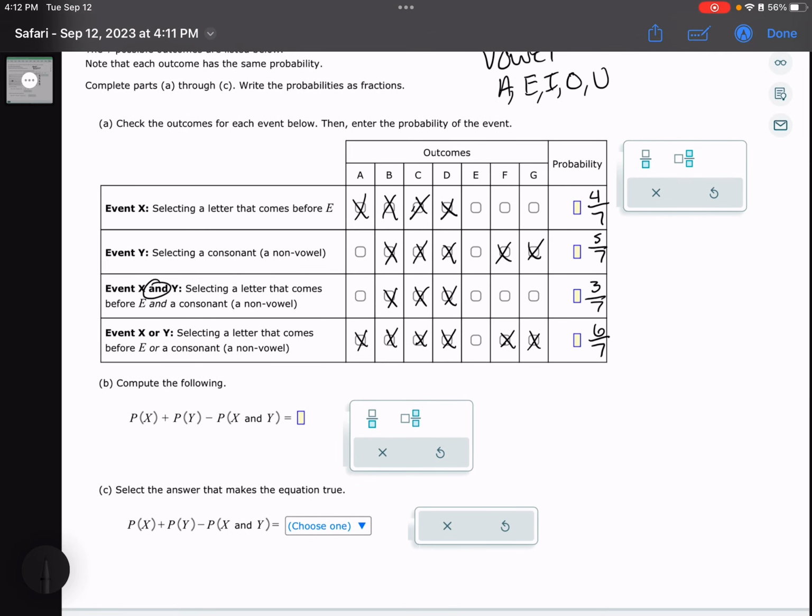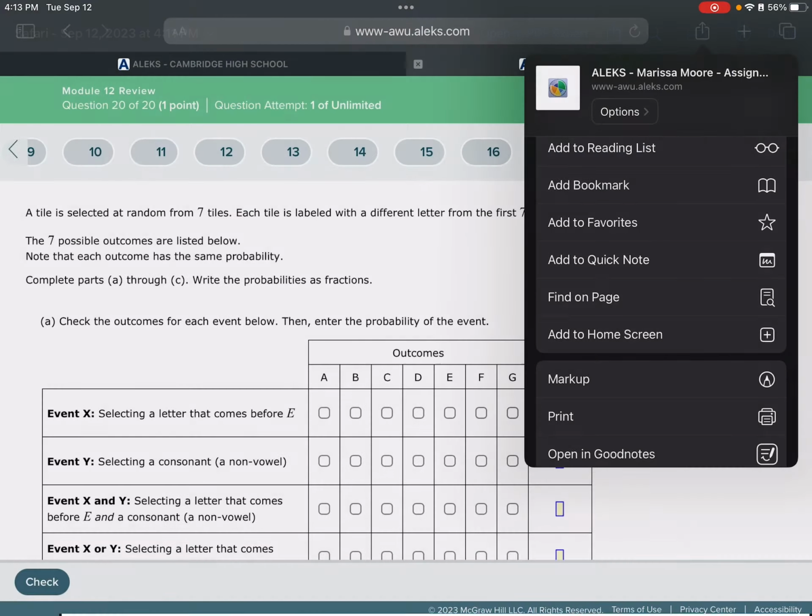The probability of X is 4 out of 7, plus the probability of Y, which is 5 out of 7, minus the probability of X and Y, which is 3 out of 7. Add those together and subtract, 4 plus 5 minus 3, and you are going to get 6 out of 7, which we also see here. So this would be probability of X or Y. And that is your assignment.